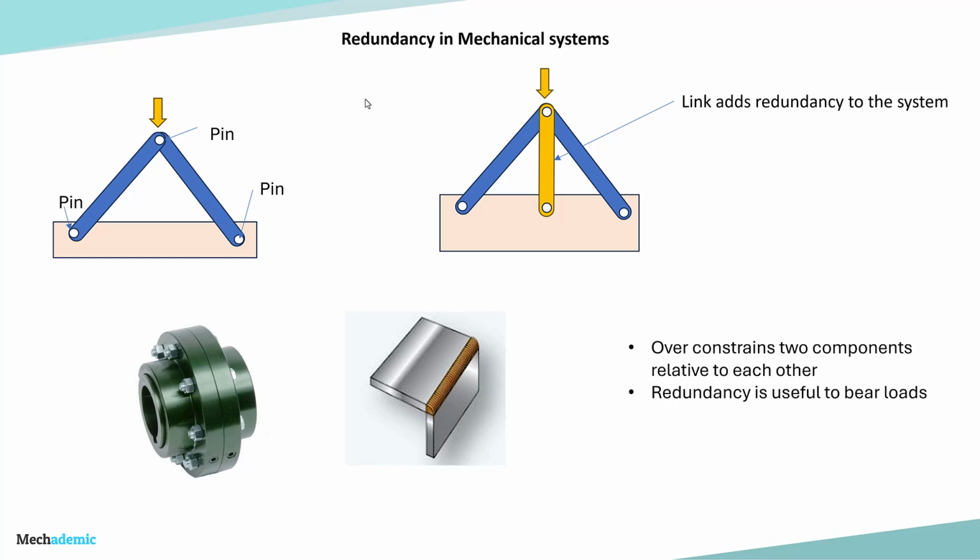Similarly, the same case is with welding. Welding adds redundancy and over constraint. Of course, it is very necessary for structures, for example, chassis frames or the body system of a car. For that, the whole thing has to be welded together for it to have integrity. In that case, redundancy is useful. But in cases where assembly is important and the loads are not that high, then redundancy becomes a disadvantage.